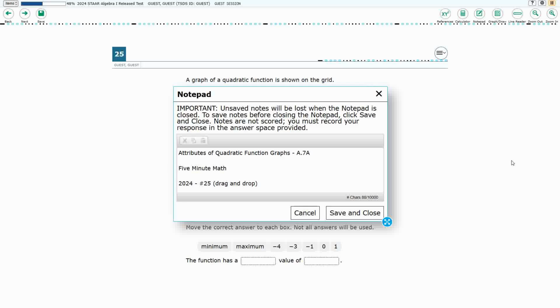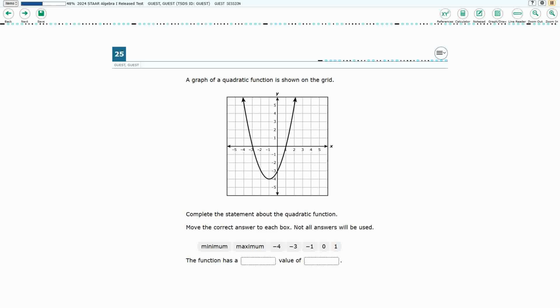Today we are looking at the Algebra 1 concept of attributes of quadratic function graphs. This is standard A.7A in the great state of Texas, and we are using item number 25 of the 2024 released STAAR test. This is a new item type called drag and drop, and if you haven't done so already, please go ahead and take a moment to pause the video, work this problem out on your own, unpause it, and we will look at our answers together.